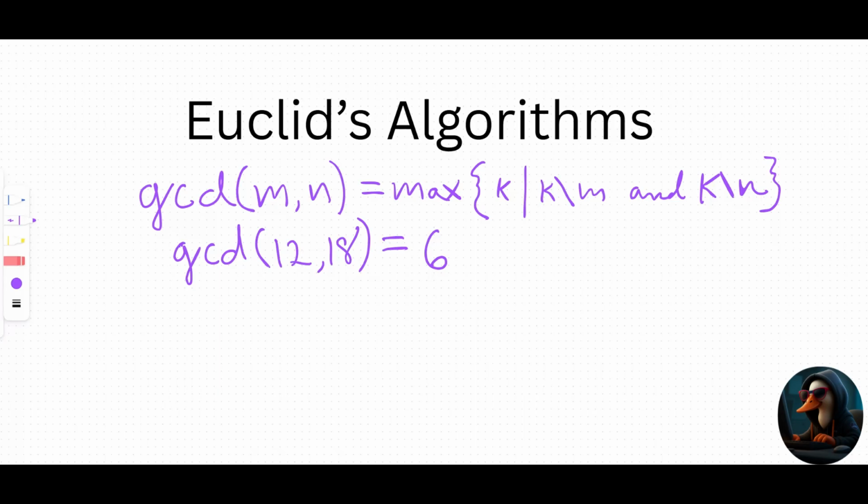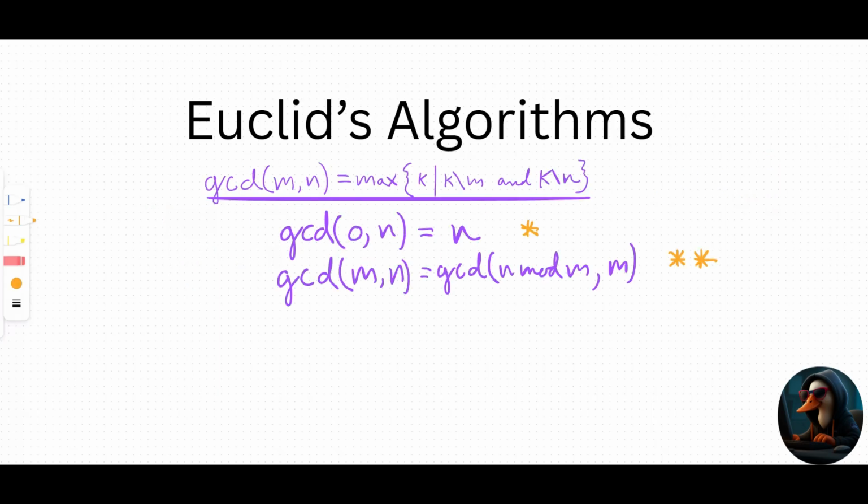So it's pretty straightforward when we have relatively small numbers, but this becomes really complicated and a really expensive operation once we have really, really large integers, and that's where we're going to get into Euclid's algorithm. Euclid's algorithm consists of the following recurrence relation. We have our base case, which states that the greatest common divisor between 0 and n is equal to n.